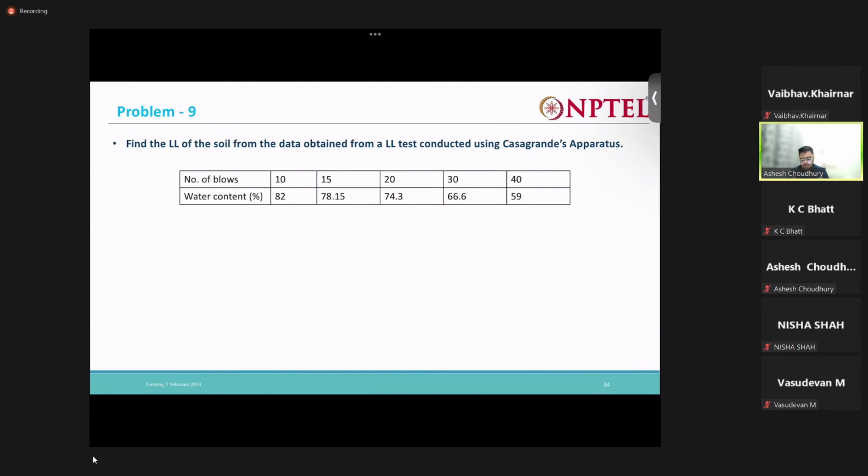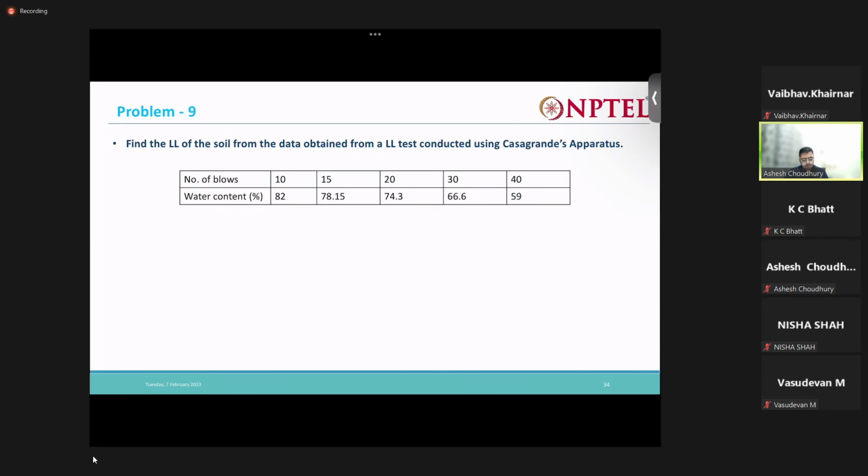Okay, so let us look into this problem. In this problem, as I showed you earlier, we discussed the liquid limit test. A liquid limit test was done using the Casagrande apparatus, where you counted the number of blows when the separated soil comes close, and found the water content. You got a table with the number of blows and the water content. This was the result obtained from a liquid limit test.